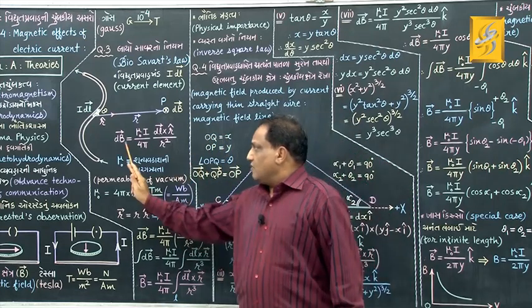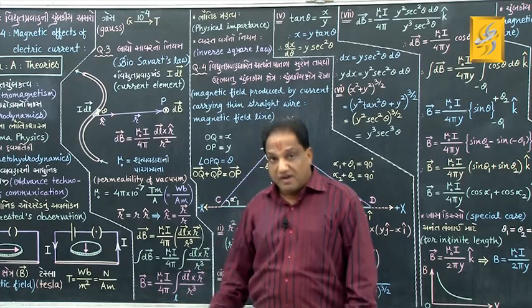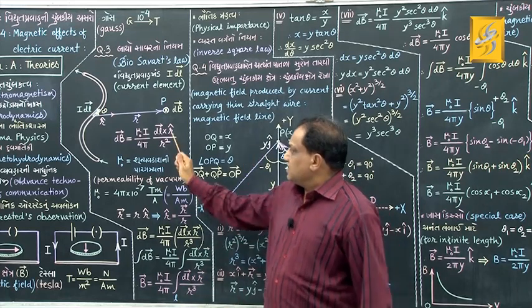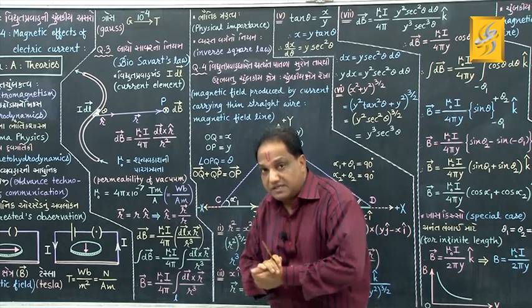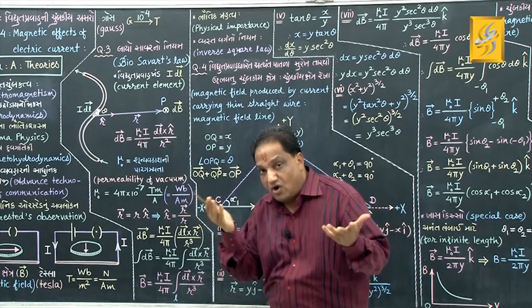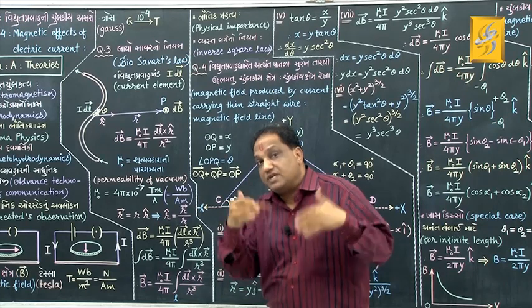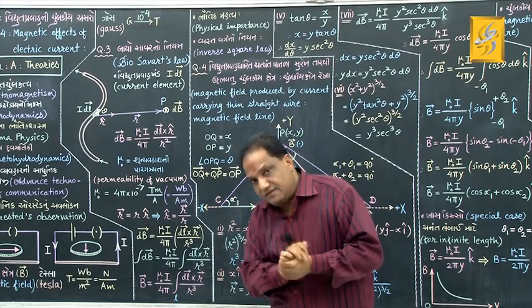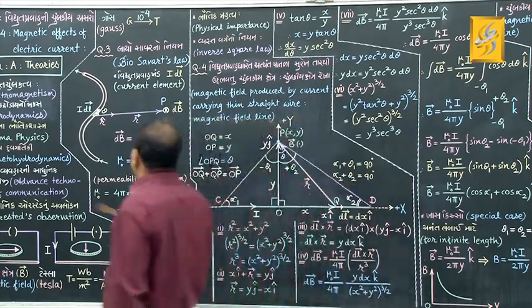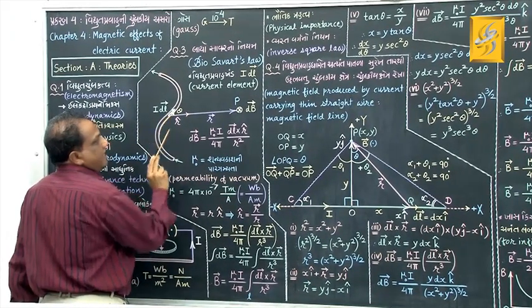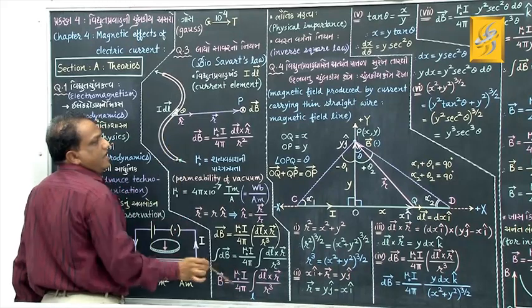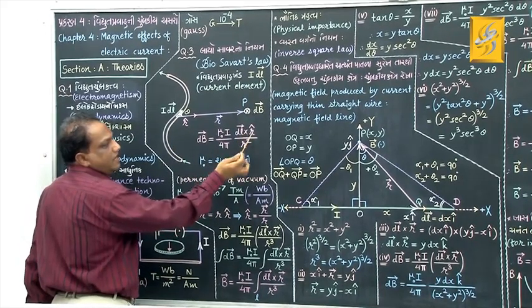Now, what about the direction of this magnetic field? Very simple. You can simply find out the direction of this vector product, vector dl cross r hat. Let us find it out using the law of right-handed screw, which you have studied in 11th standard. Look, this is vector dl, and this is vector r hat. I want vector dl cross r hat.